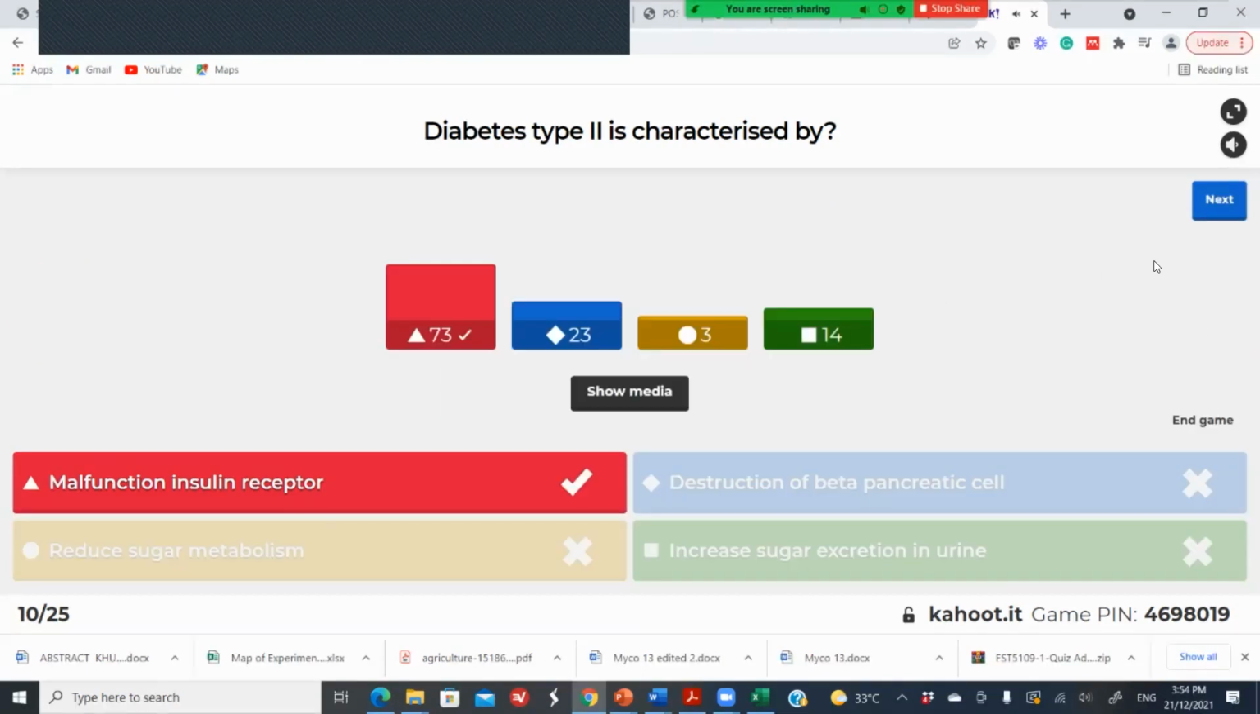Okay, most of you guys got this one correct. Okay, the blue one is actually the process in diabetes type 1, not type 2.